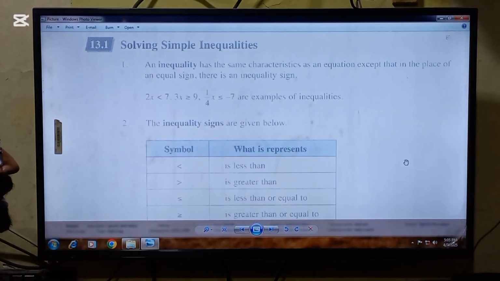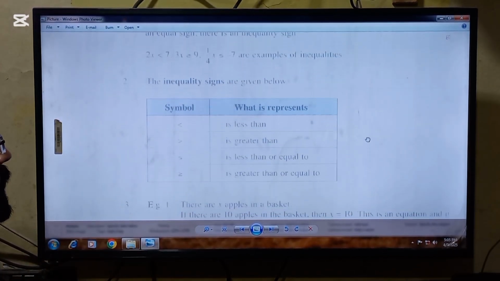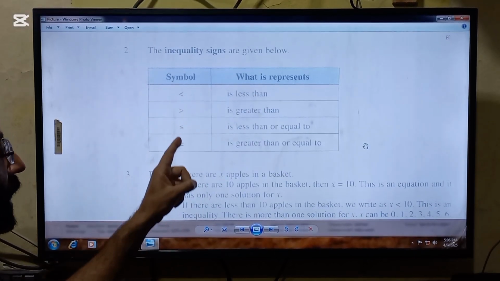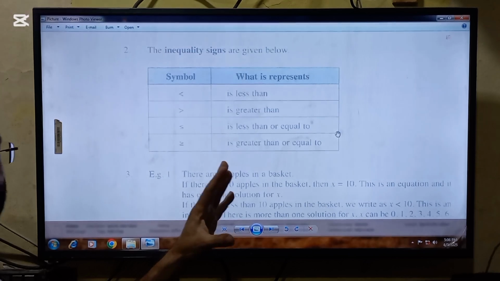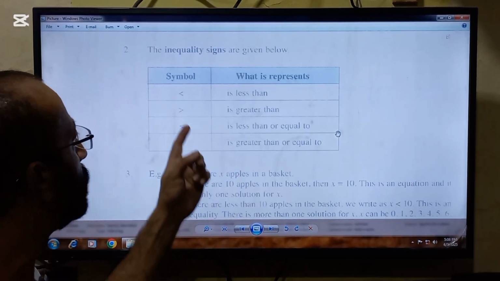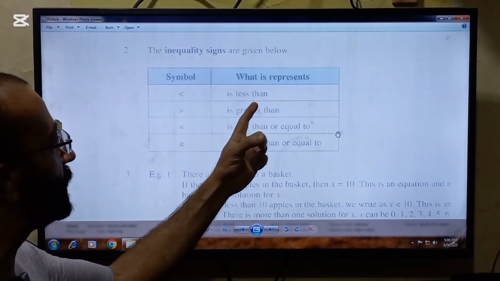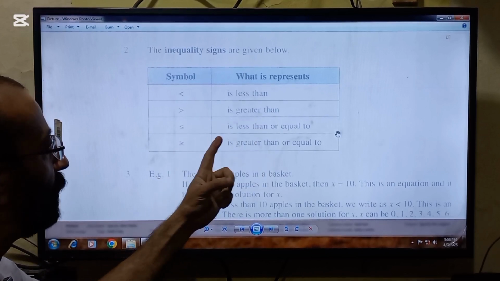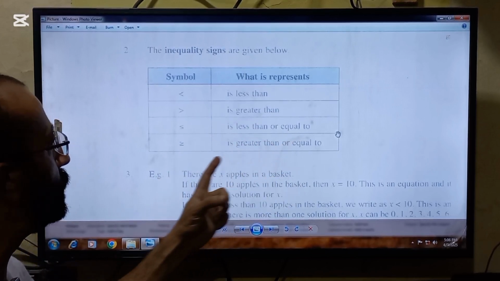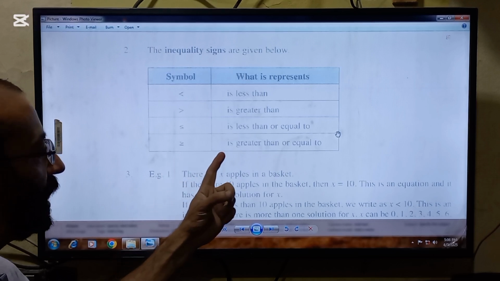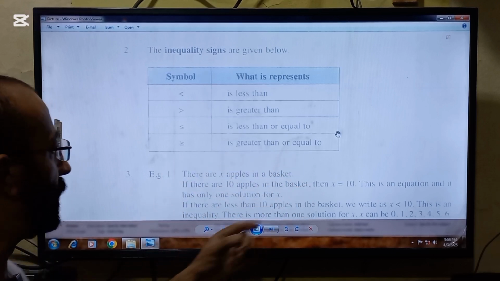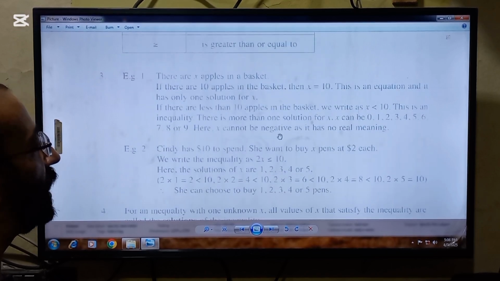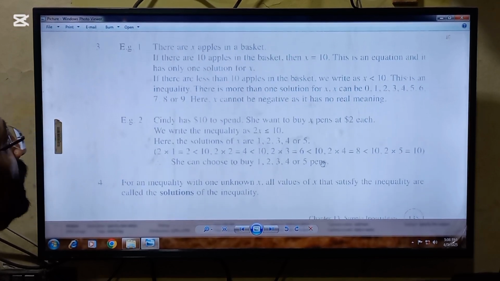Number 2 point to understand is the inequality signs given below. So these are 4 inequality signs. So these will be involved in the questions. So this is the sign for is less than, this is the sign for is greater than, this is the sign for is less than or equal to, and this is the sign for is greater than or equal to. Now here are some examples that will clear your concepts.